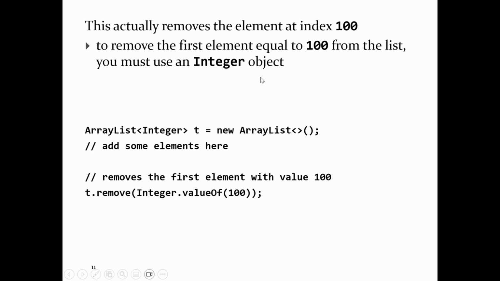If you really want to remove the element whose value is 100, you need to make an Integer object whose value is 100. The method valueOf in the Integer class does exactly that. It returns the Integer object whose value is 100. If you wanted to, you could call a constructor here as well. So you could write t.remove(new Integer(100)). Either one is fine. This is slightly awkward, but it's the only exception that I know of where you have to watch out, where the autoboxing and unboxing doesn't work for you.